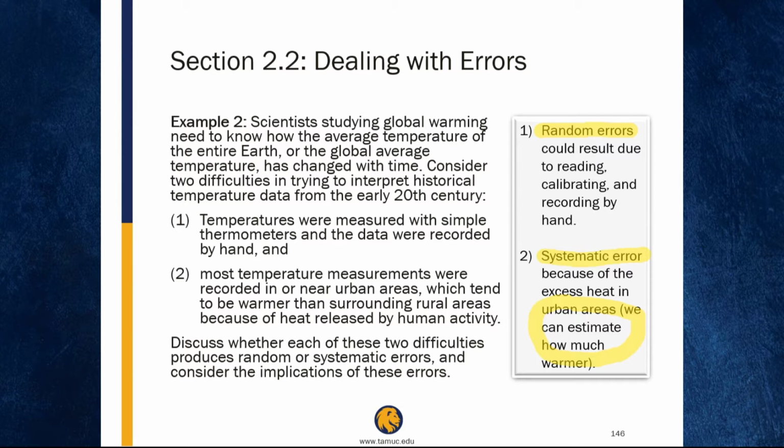The way this could be handled is in the case of systematic errors, if we can estimate how much the temperature's off by being read in an urban area, we can adjust the measurements accordingly, either up or down, however they need to be changed.